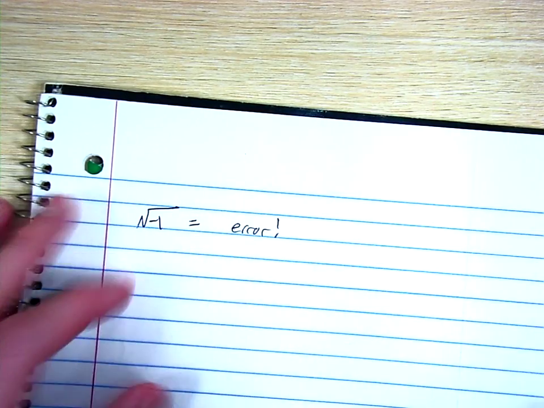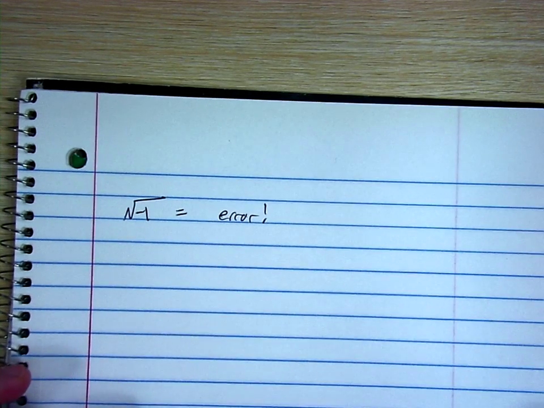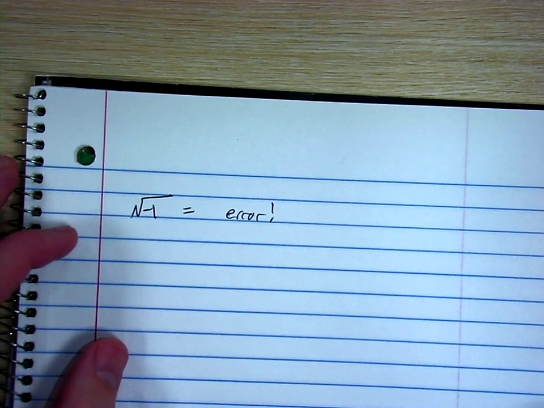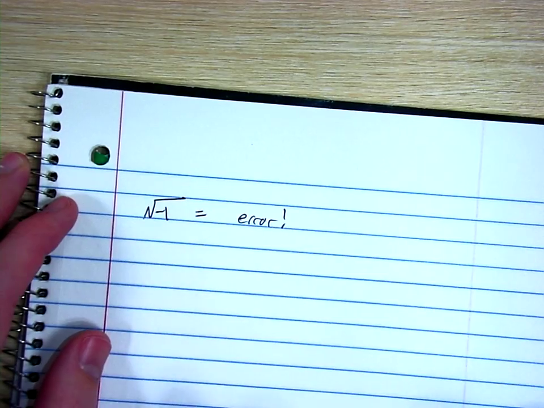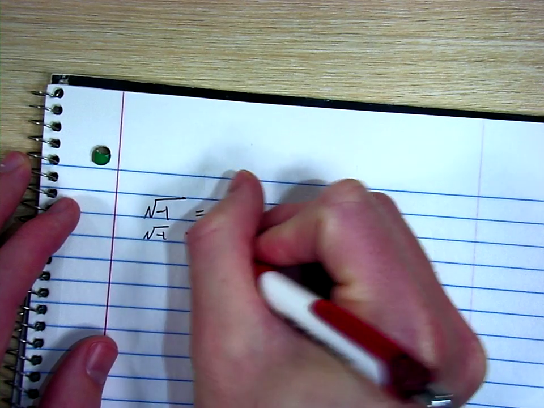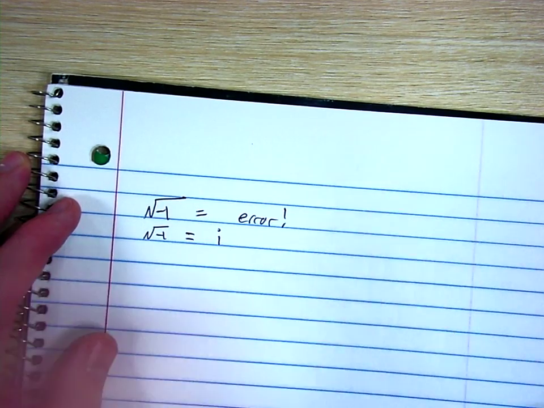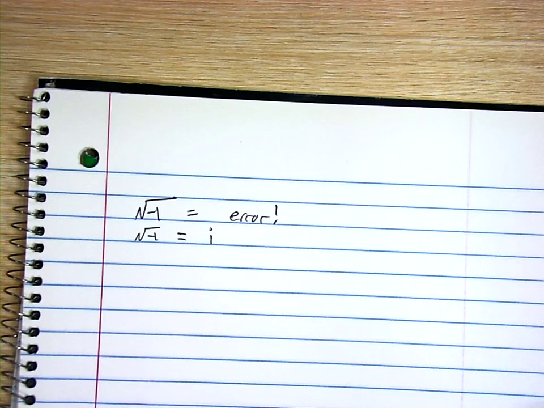But we still need to do the square root of -1 for some things. So, mathematicians have come up with the imaginary numbers. And the imaginary numbers all stem from the square root of -1. The square root of -1 is now i, for imaginary. Okay?